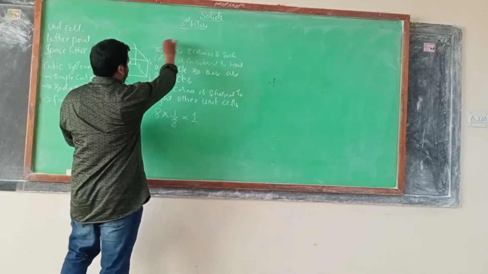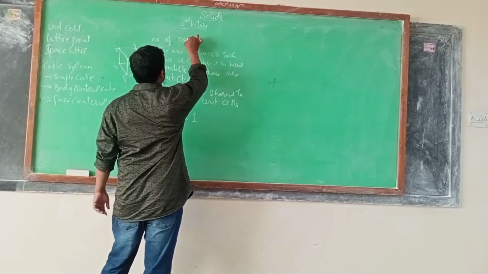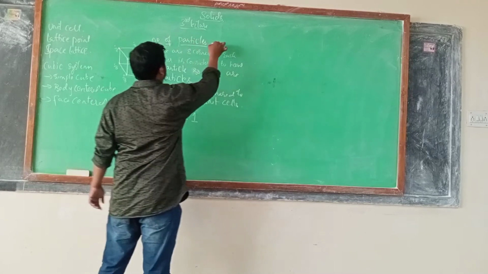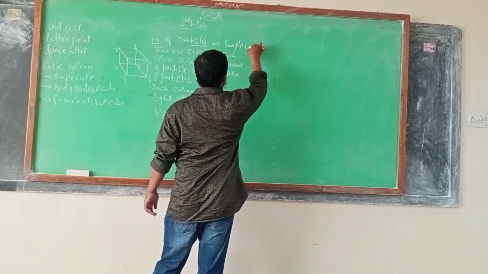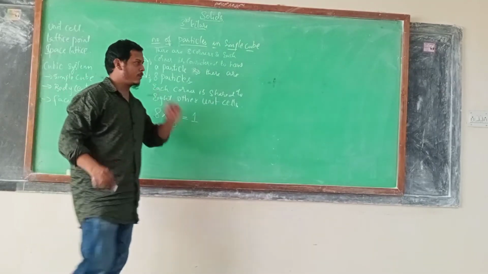Okay? This is the calculation of the number of particles in a simple cube. Remember, the number of particles in a simple cube is 1 particle.